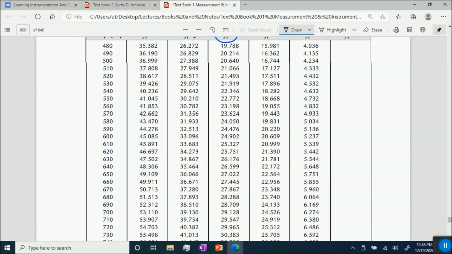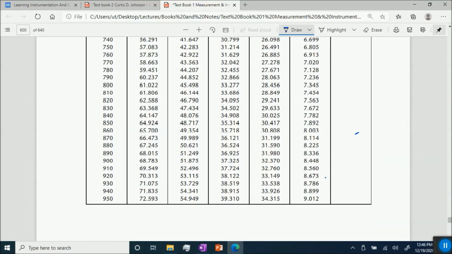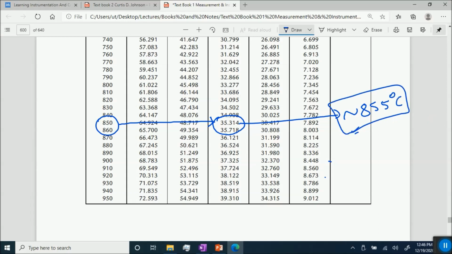So we'll try to search in this column for 35.5 millivolts, and here we can see we have 35.3 and 35.7 millivolts for these two temperatures, 850 and 860. So if I take an average, roughly this 35.5 millivolts is produced by a temperature of 855 degrees Celsius with a reference of 0 degrees Celsius.